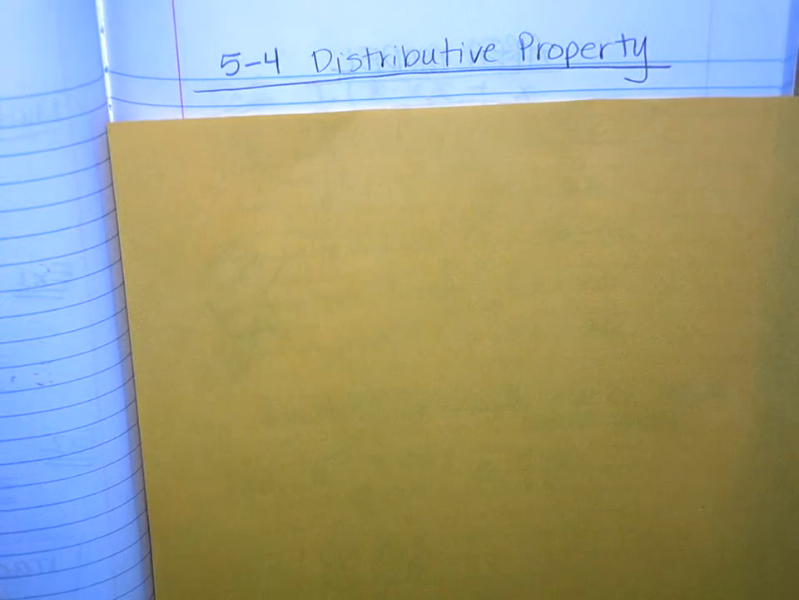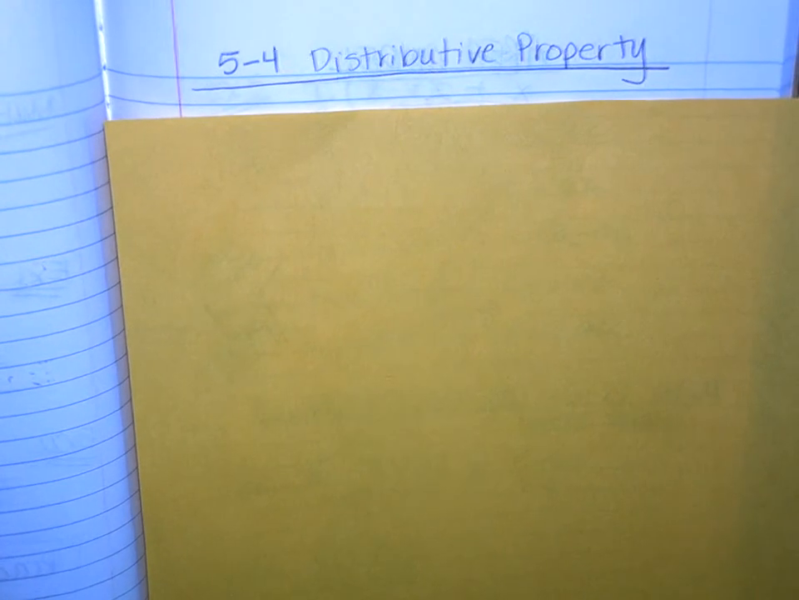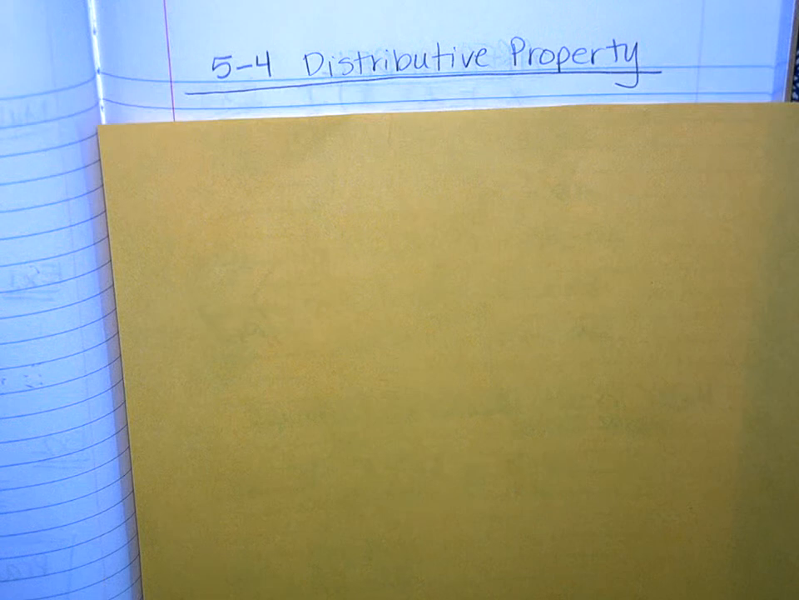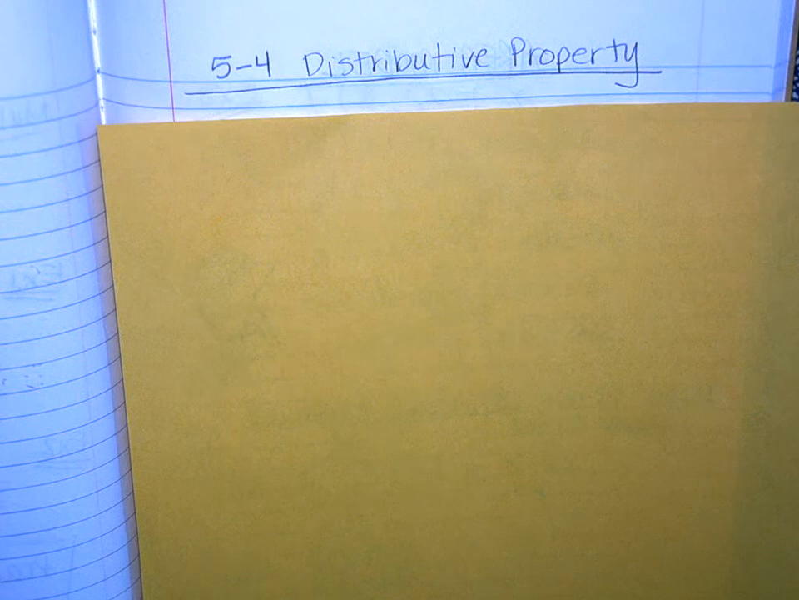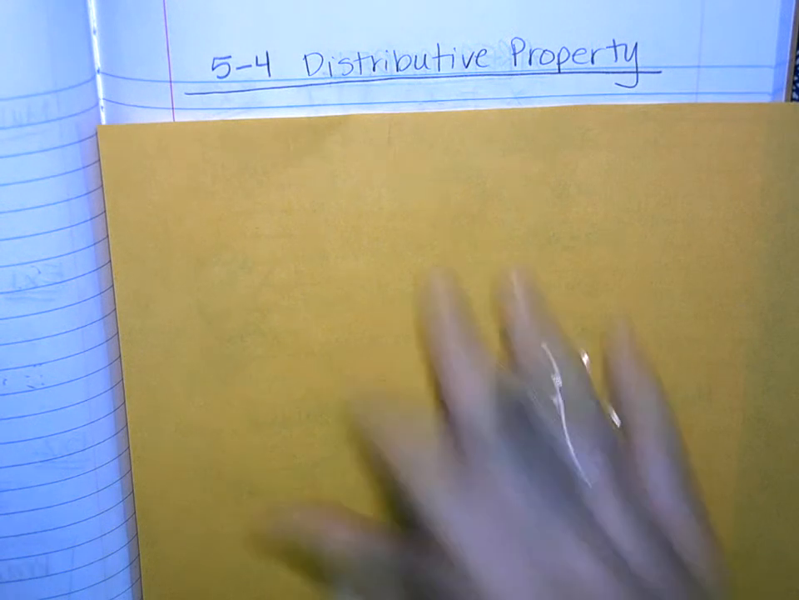Okay, so 5-4 is distributive property. Raise your hand if you know anything about the distributive property that you could share with the class. Anything about the distributive property? Nobody? No one's heard of it. Okay, we'll go right into it then.